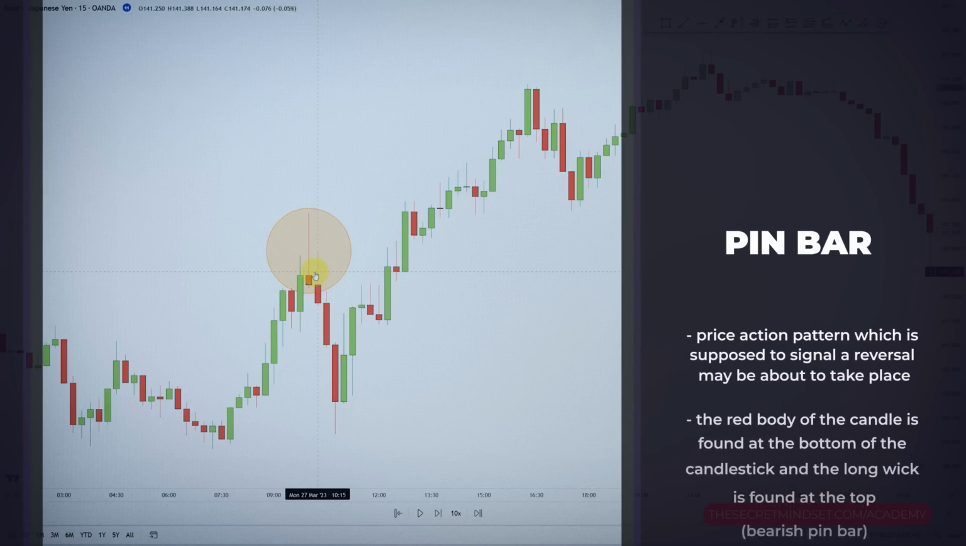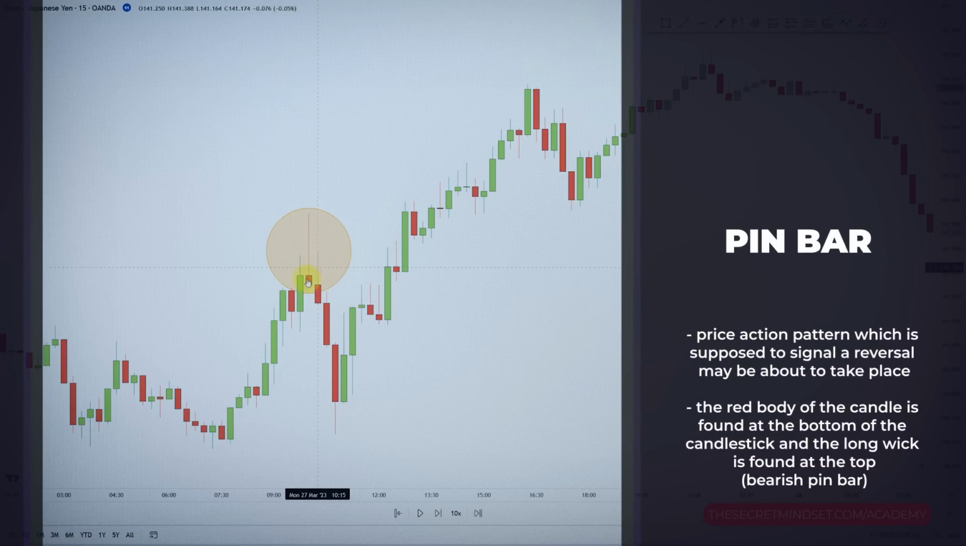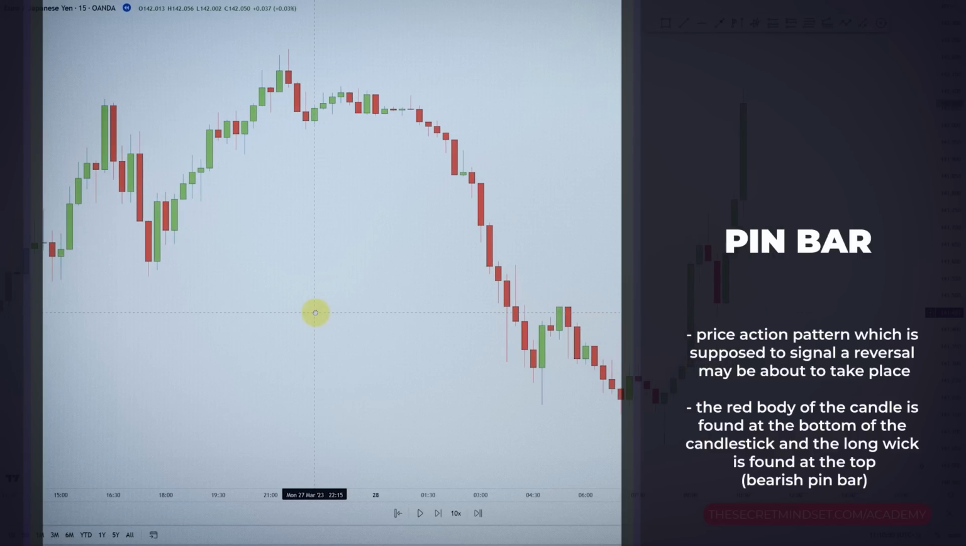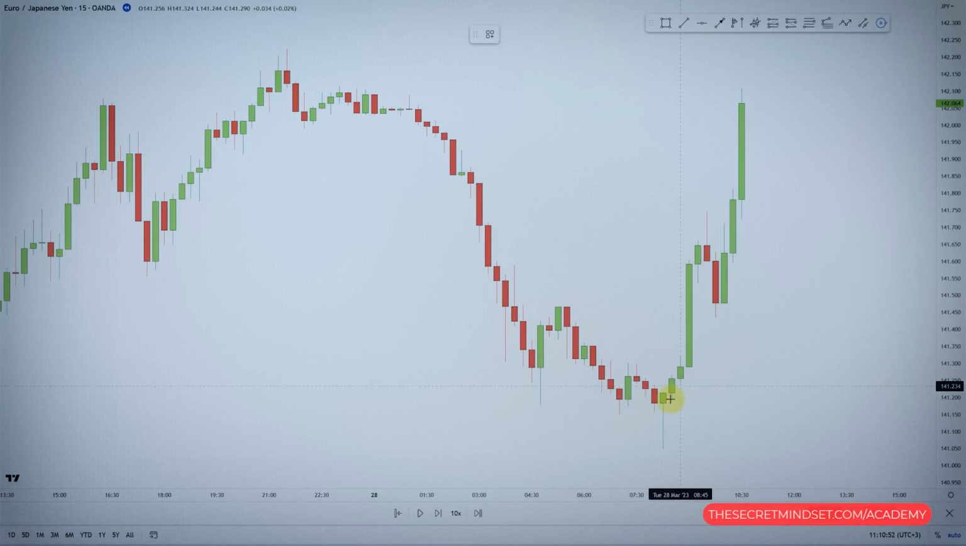A pin bar is a price action pattern which is supposed to signal a reversal may be about to take place in the market. Notice how the red body of the candle is found at the bottom of the candlestick, and the long wick is found at the top. Sometimes the body of the candle will not be found right at the bottom, but it will always be found in the bottom half of the candlestick. In the case of a bullish pin bar, the body of the bullish pin bar is found at the top of the candle, and most of the wick is found at the bottom.